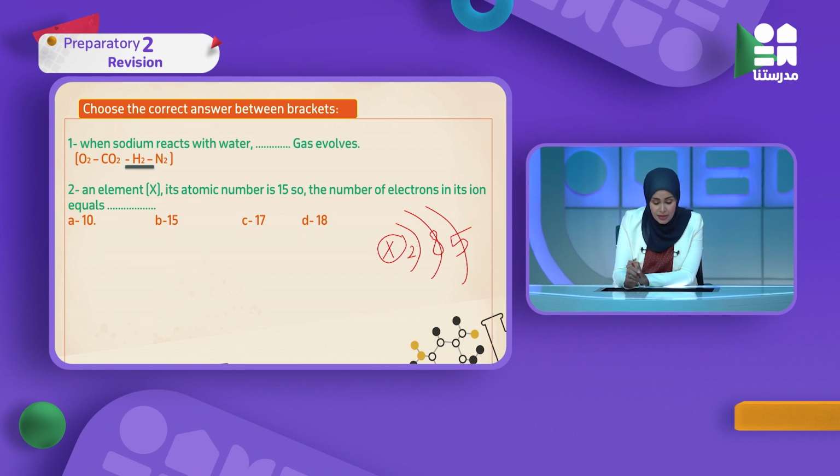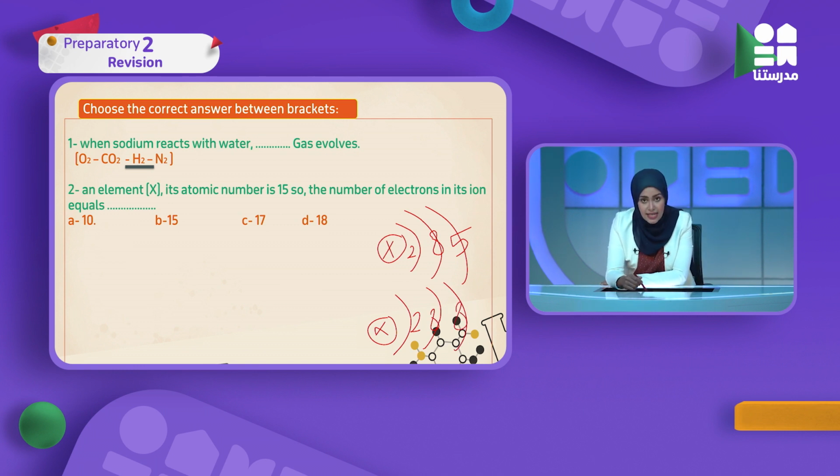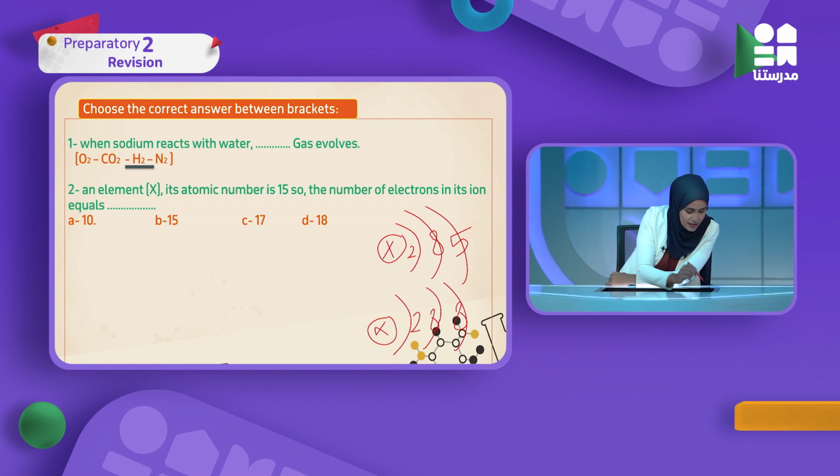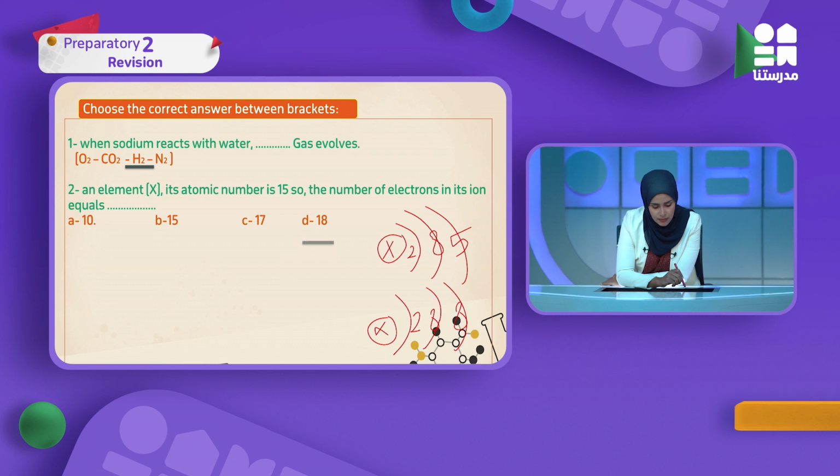So its ion is gonna be X 2, 8, 8. Let's count them. 2, 8, 10. 10 plus 8 equal 18. So its ion is gonna be 18. And its ion is gonna be negative because it gains 3 electrons, negative 3. Okay? So the right answer is 18. تمام؟ طيب. Next question.